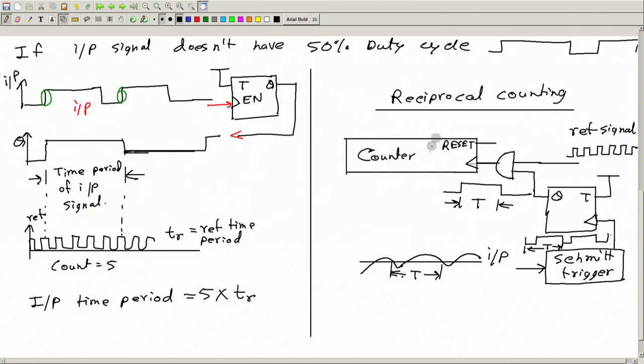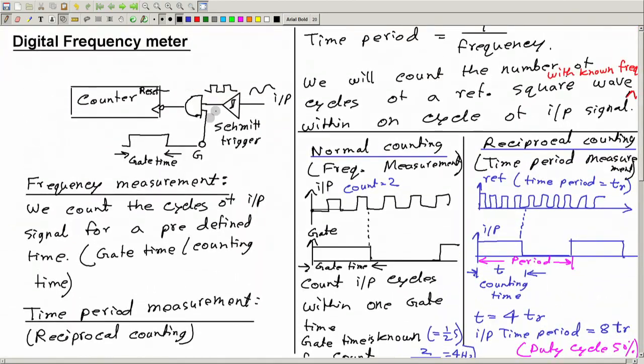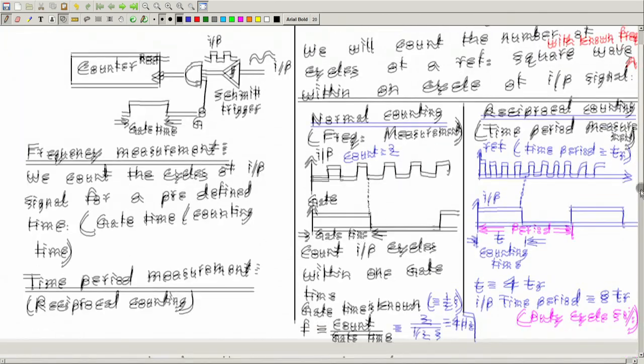Very much similar to the normal counting. The only difference is the role of the input and the reference is reversed. Okay, so here we are counting the reference signal within one period of the input, and in normal counting, here we are counting the input signal within one period of the gate signal. So, these two change their roles in normal and reciprocal counting.